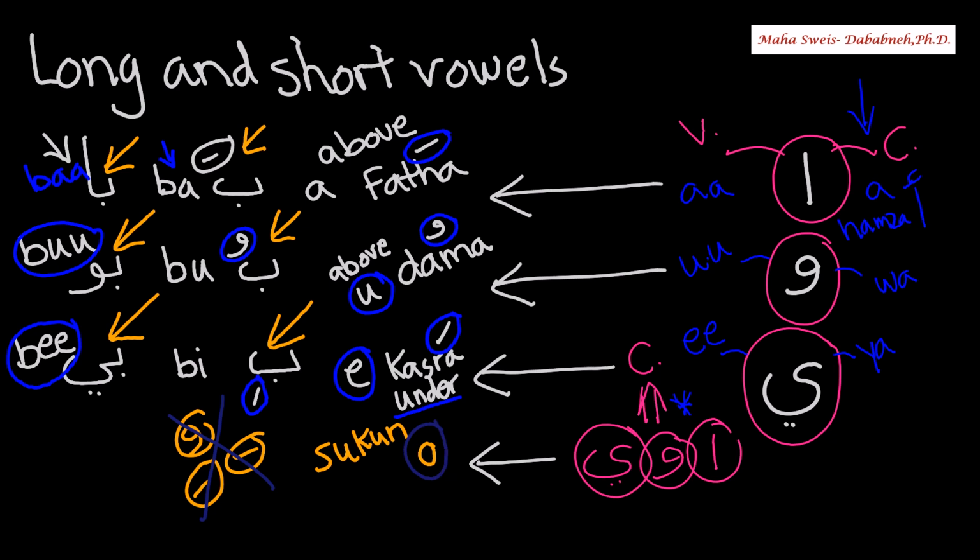You stop. You just don't say any sounds. Don't say a or u or e. And I will show you some examples later on, all these short vowels, how we read them, especially the sukun one, because it has no sound. And I will show you next time how we can read all these short vowels with some words and some letters.